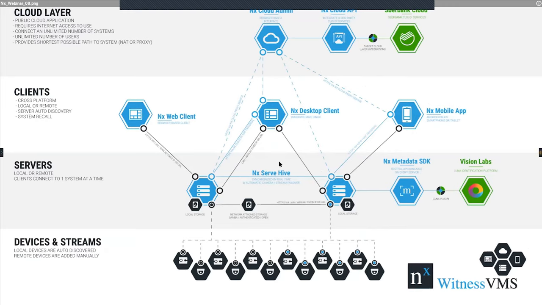And then we do Hive architecture. I will introduce Hive later, okay? Basically, it's a kind of technology to merge the servers into a big system, okay? And then you can use the client. We have three kinds of client: web client, application client, and the mobile client. You can use the client, log into the server, and then you can see the live view, playback, control, management, the users, the servers, right? And they get events from the servers.